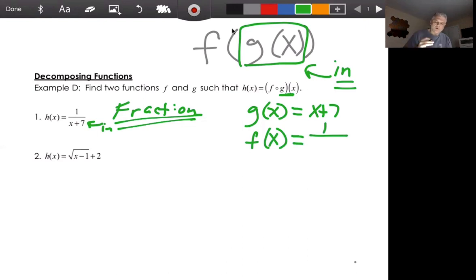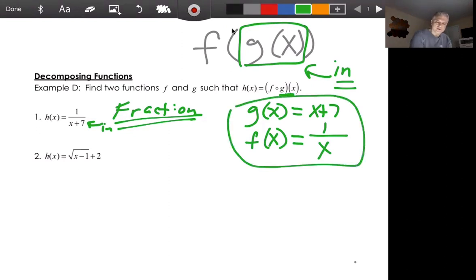So what would I need to make in my f of x so that if I replaced x with x plus 7, I get this? Well, it would just be x. Okay, think about it. If I gave you this as a question up above, and I said find f of g of x, I would take the g of x and I'd put it right there, and it would be 1 over x plus 7. Well, that's what we got. Perfect.